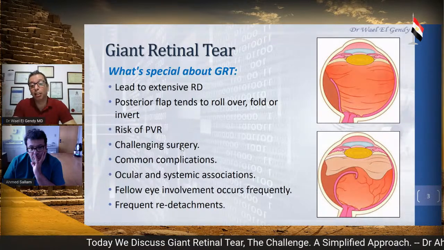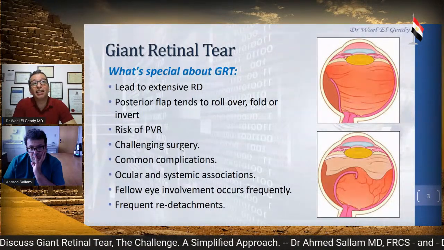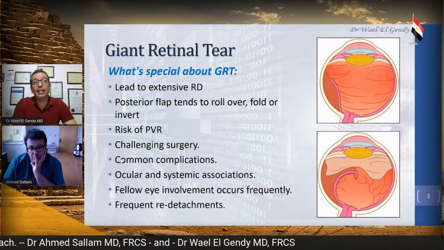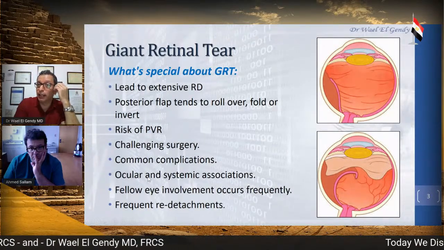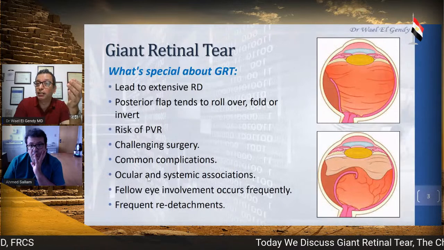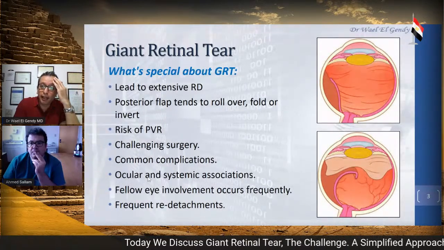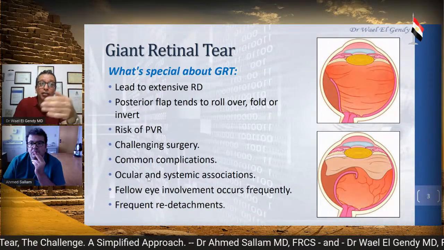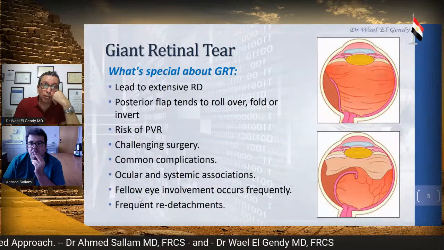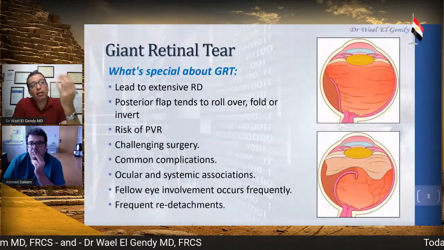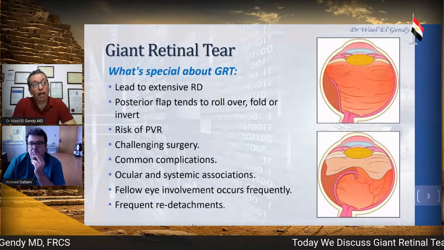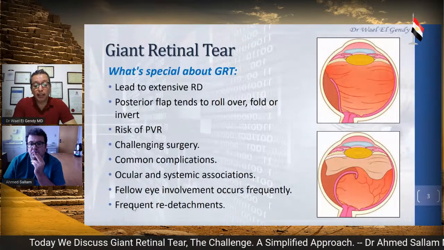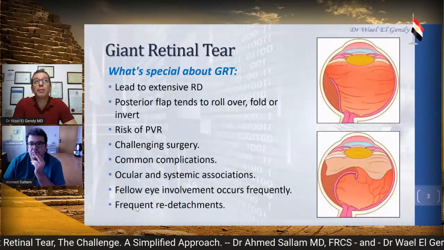We will discuss the challenges that we have with it, and it has a lot of common intraoperative complications, and it has ocular and systemic associations. There are a lot of ocular associations like lattice and myopia. Another is the association with the fellow eye. The fellow eye frequently gets involved, and there is a frequency of getting a giant retinal tear in the fellow eye also. And redetachment after surgery is a very common issue.